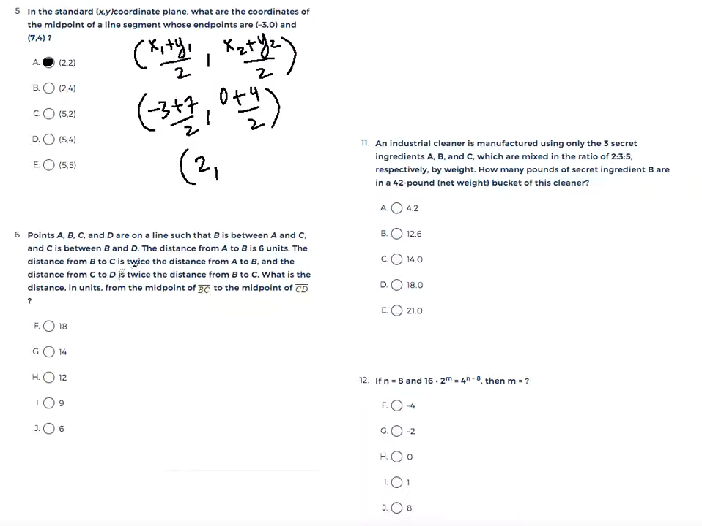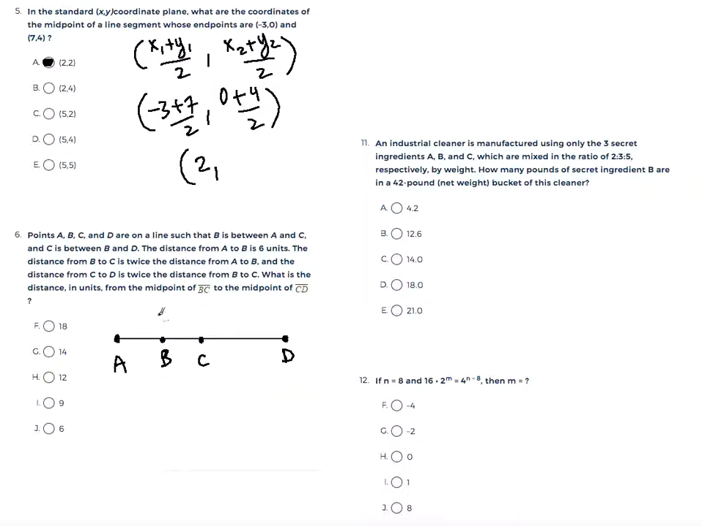Points A, B, C, and D are on a line such that B is between A and C, C is between B and D, and the distance from A to B is 6 units. Okay, so let's draw the line segment. Okay, so now we're going to have A, we're going to have C, and it doesn't matter. I'm not trying to draw the A, B, C correctly. It may not match what we read here.